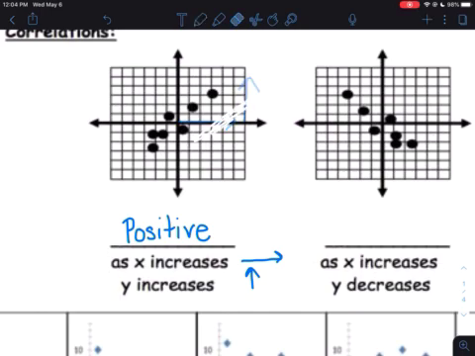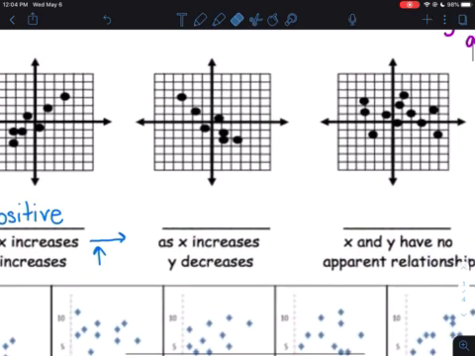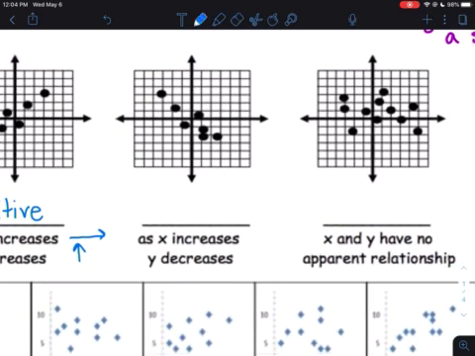All right. The next one over here is when x increases. So as you're going to the right, your y decreases. Okay. That's like a negative slope. As you move to the right, you're going down. This is called a negative correlation. Okay, because as you move to the right, the data is going down. The data points are going down.